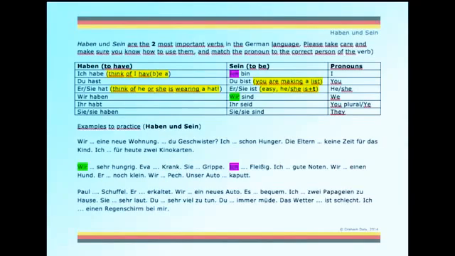Let's try another one. 3. Wir ___ einen Hund. ___ noch klein. We have a dog. He is still small. What will you choose? Wir haben einen Hund. Ist noch klein.